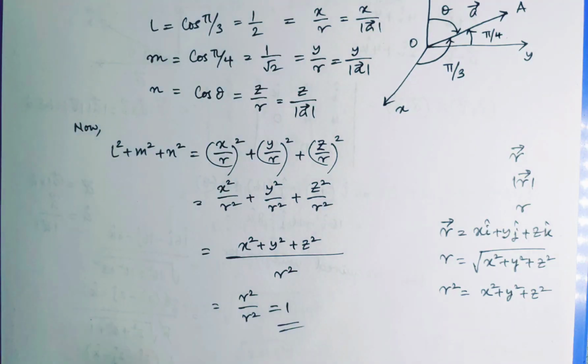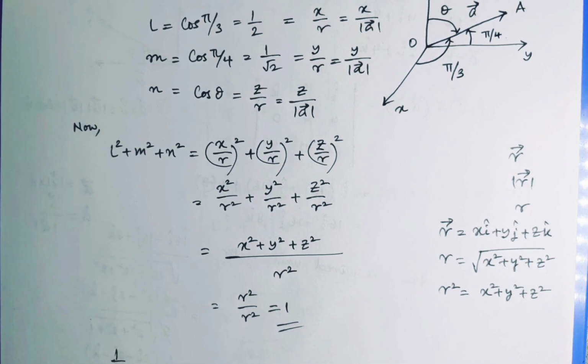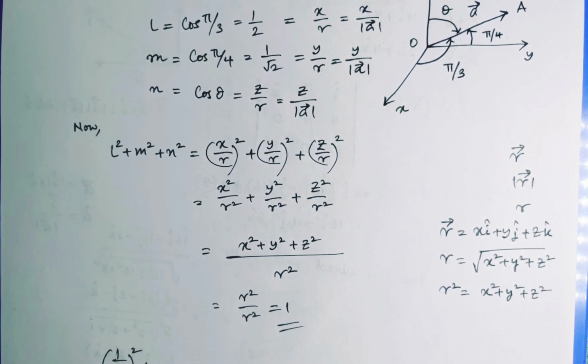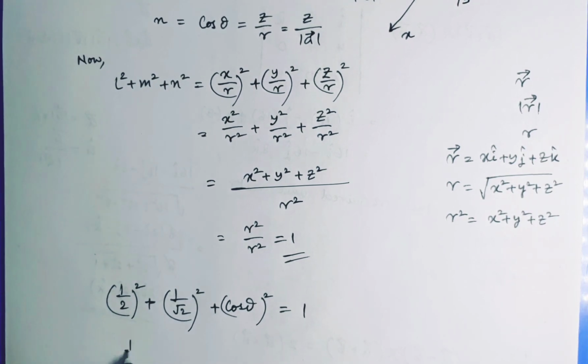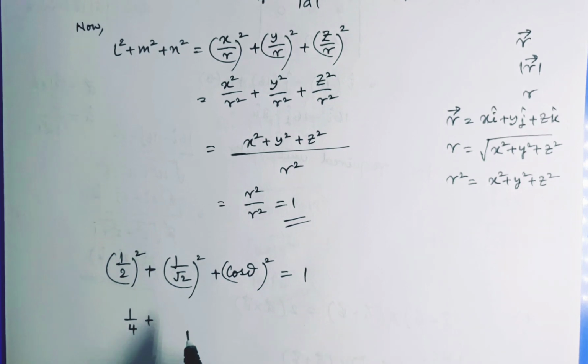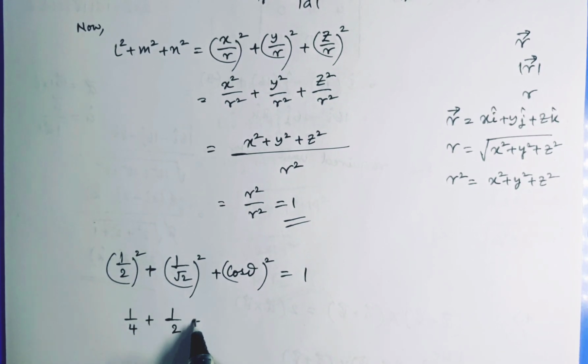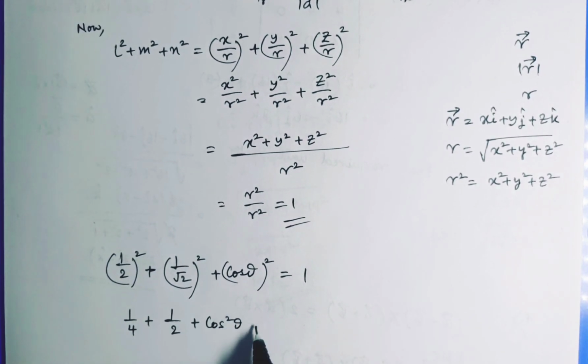So let's put those values of L, M, N. L is how much? Half. So half whole square plus, what is the value of M? 1 by root 2 whole square. What is the value of N? That is what we have to find. It's cos theta whole square. So 1 by 4 plus 1 by 2 plus cos square theta is equal to 1.